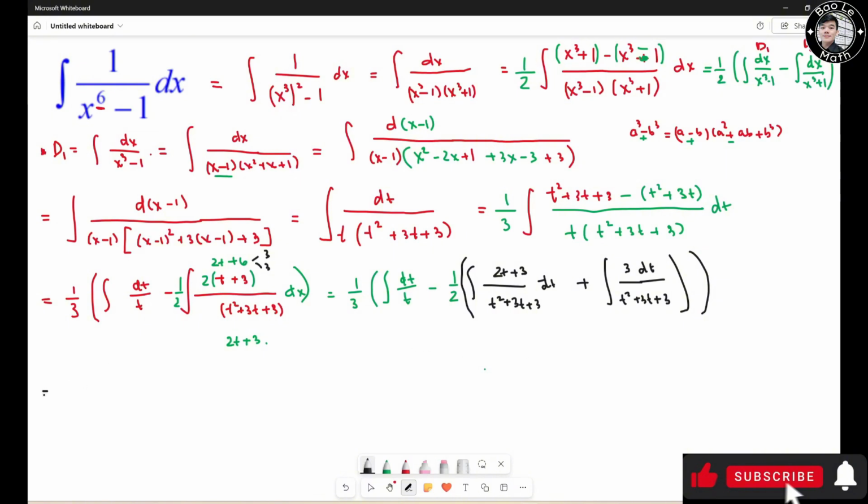Alright, so this guy turns out to be 1/3 of the integral of dt over t minus 1/2 the integral of 2t plus 3 over t squared plus 3t plus 3 dt.